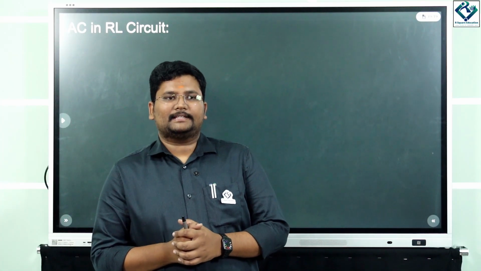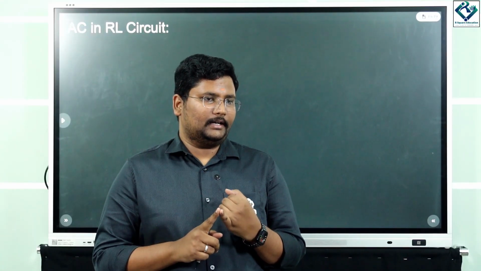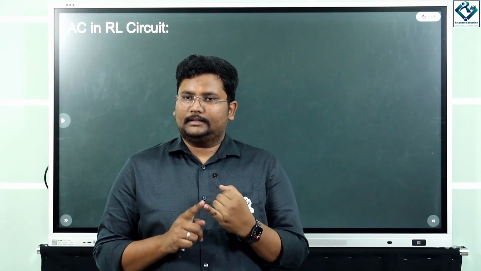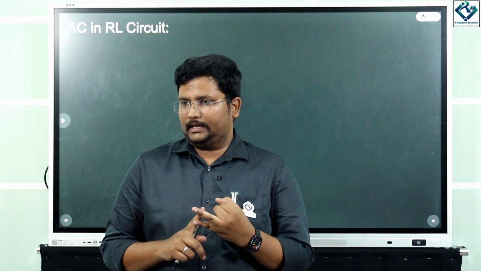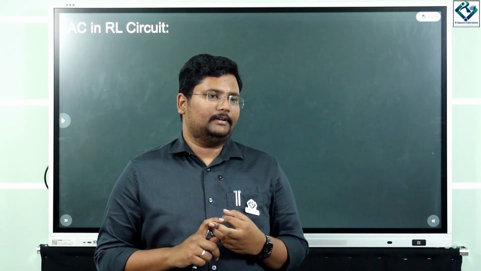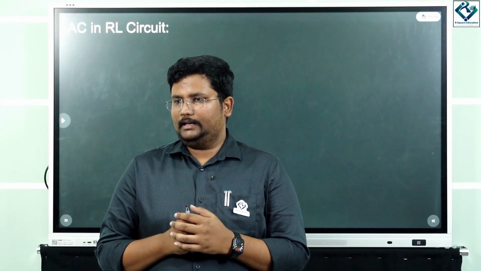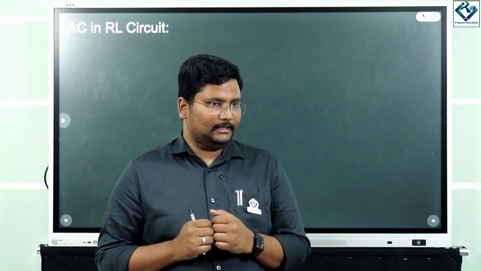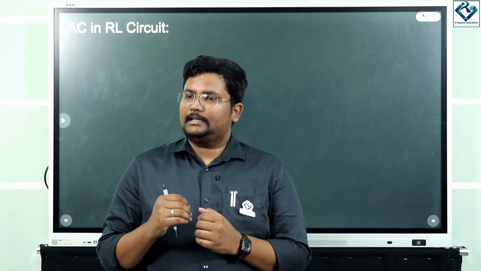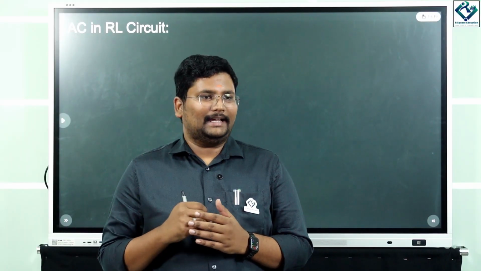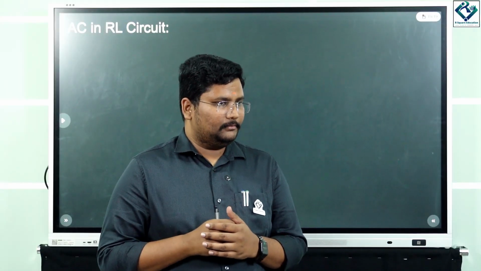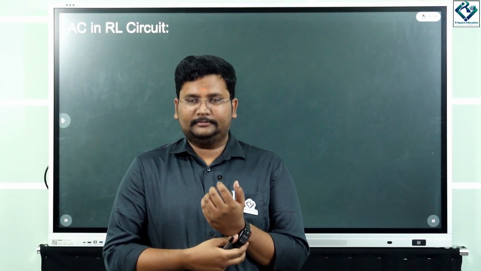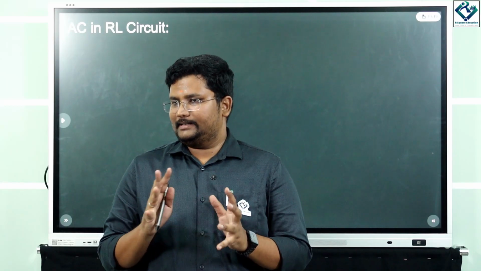Right. So in the last class we were discussing AC in R, L, C individually. You remember alternating current passing through a resistor: the EMF was in phase with the current. When we were passing the alternating current through an inductor, the current lagged the EMF by 90 degrees. When we passed the same AC through a capacitor, the current led the EMF by 90 degrees. So this is how we were discussing that.